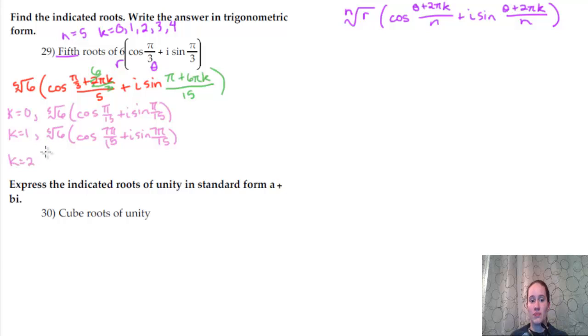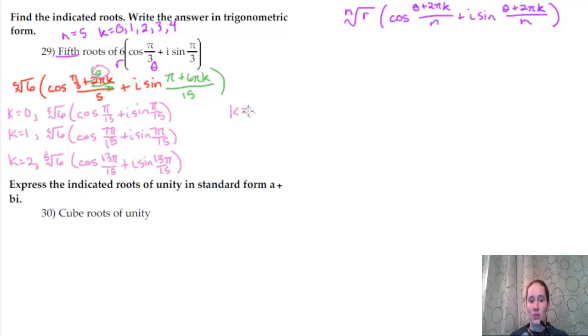K equals 2. The fifth root of 6 cosine, so that's pi plus 12 pi, which is 13 pi. Also remember that at this point we can start looking at our pattern. It's 6 from pi to 7 pi, 6 from 7 pi to 13 pi. So each of these is 6 apart, and that happens to have to do with that number right there. So 13 pi over 15.